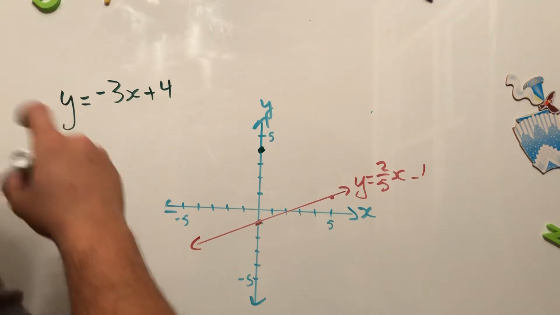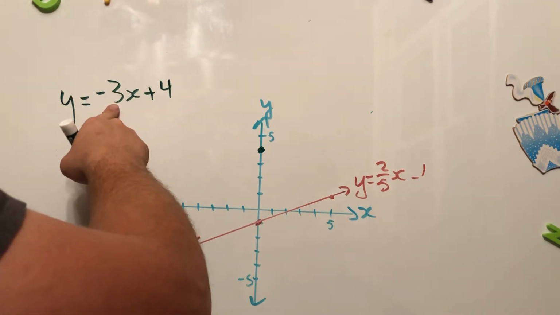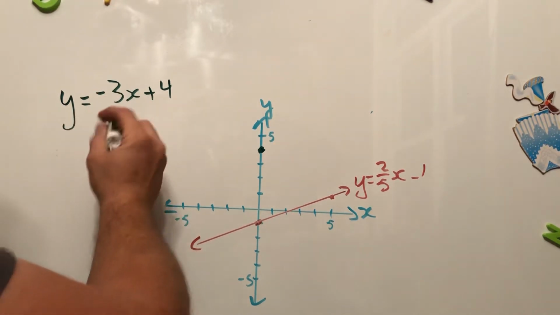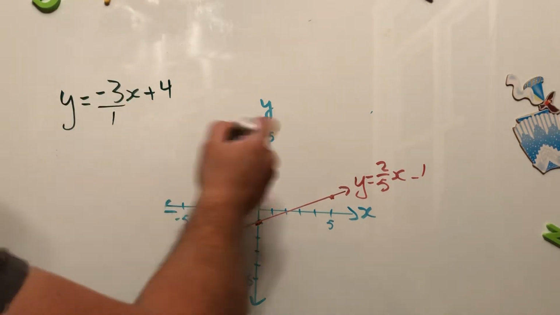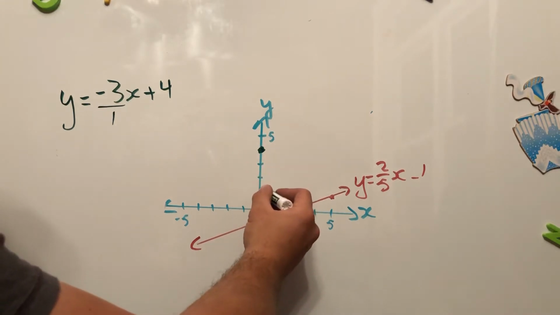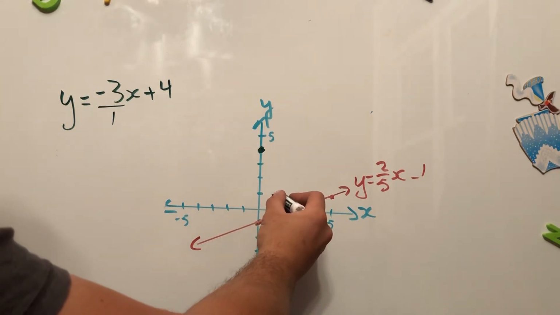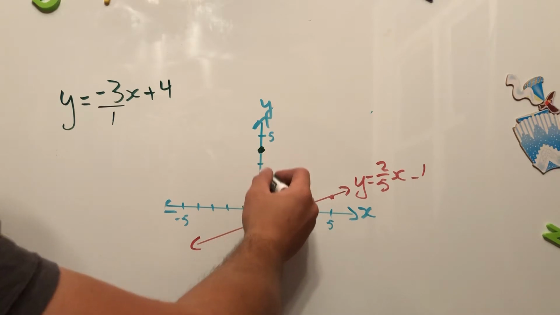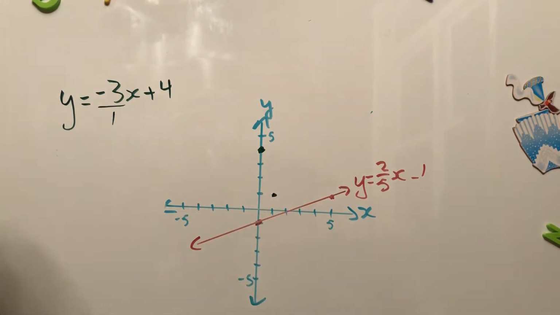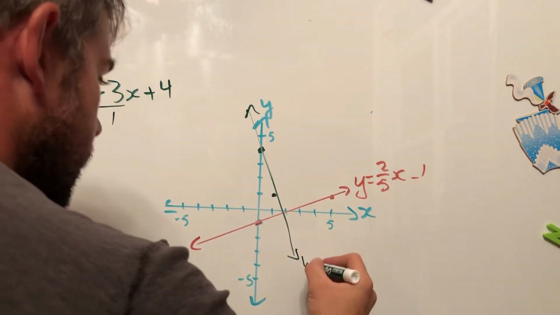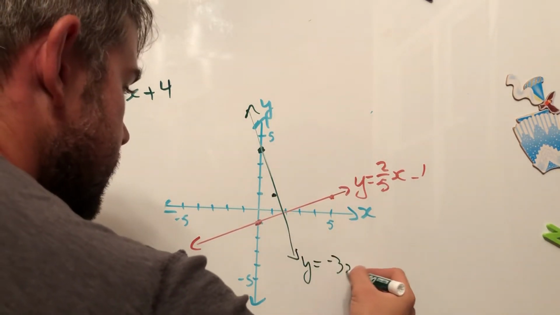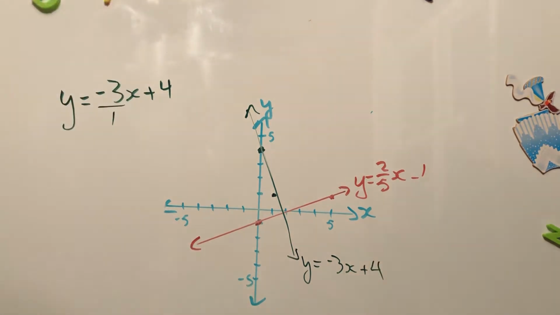That's our starting point. But now our slope doesn't really have a rise and a run. It just has kind of one number. Well, any number divided by 1 is just itself. So we now have a rise of -3, or down 3, and a run of 1. So that gets us from this point, down 3, and over 1 to this point. Once again, I'll connect the dots. And so this is the line y equals -3x plus 4.